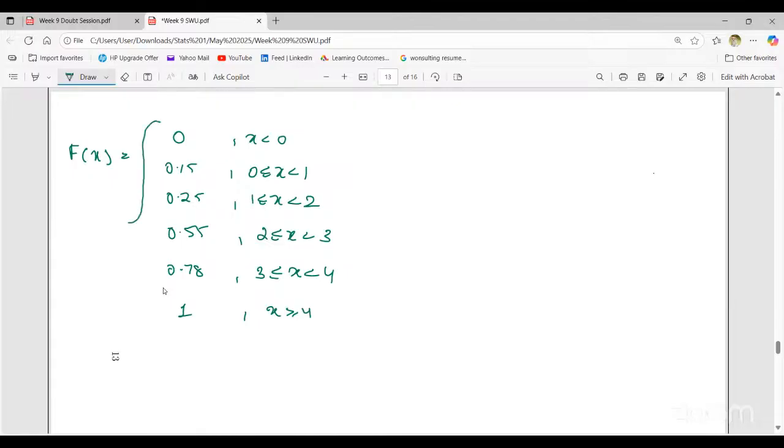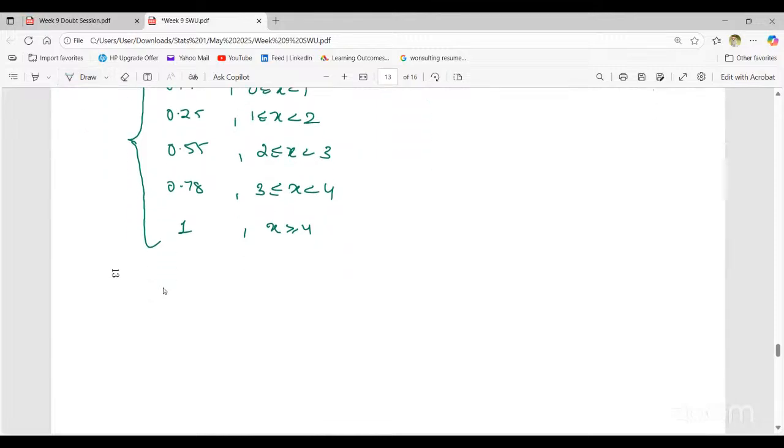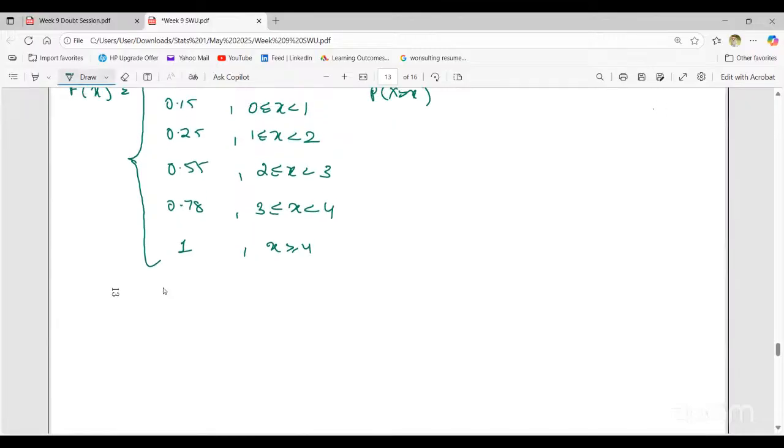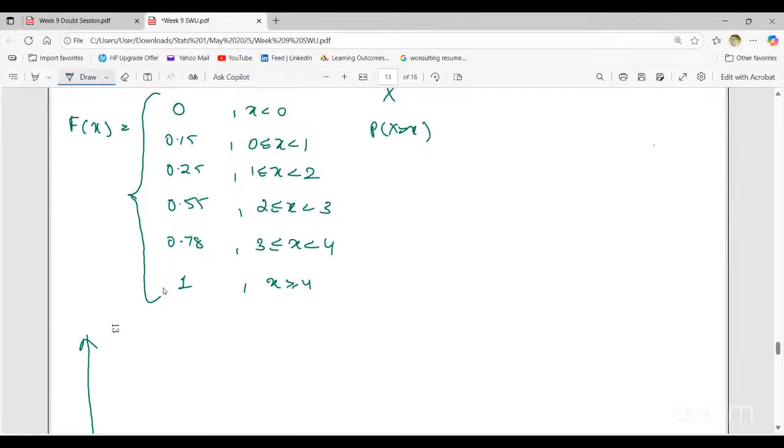Now you have to calculate the PMF of X. What are the values that X is taking and what are the PMF values? If there is a question like this, you just make a graph. That is much easier for you to solve it. So now what are the values that X is taking? Just take these values: 0, 1, 2, 3, and 4.